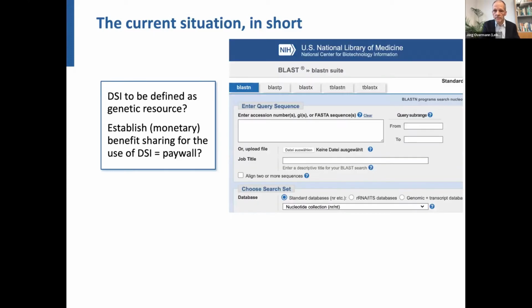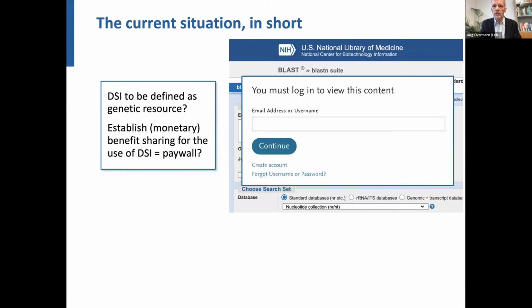At the same time, and this is what could happen in the end, just to illustrate this: any access to sequence information on the internet, which we are so rapidly and easily using nowadays, could be under control and could not be accessible anymore as we are used to, due to a paywall.